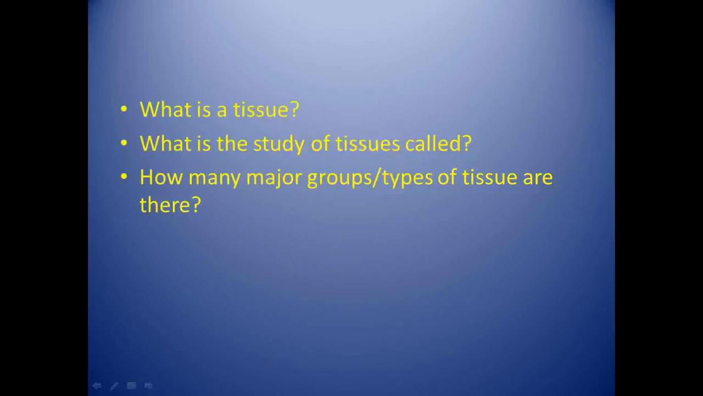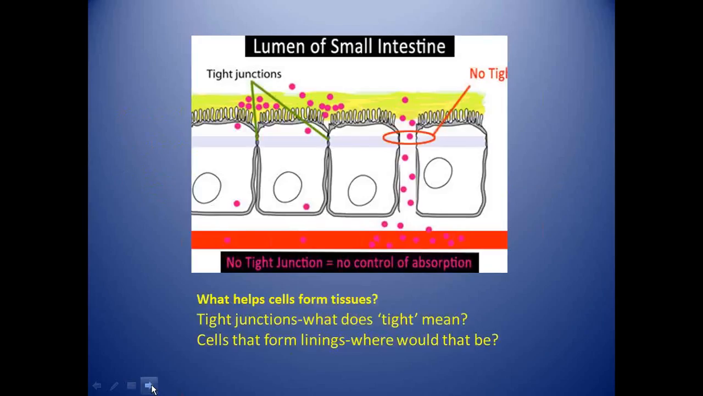So the first thing that we need to ask is, what is a tissue? And hopefully you can come up with that yourself: it's a group of cells that have similar properties and similar functions and jobs in mind. And then we'll also look at the study of tissues, which is histology. Anytime you have that phrase "study of," you know the ending is going to be "ology." So histology is the study of tissues. And then for major groups or types of tissue, we're going to look at 4 different types of tissue.